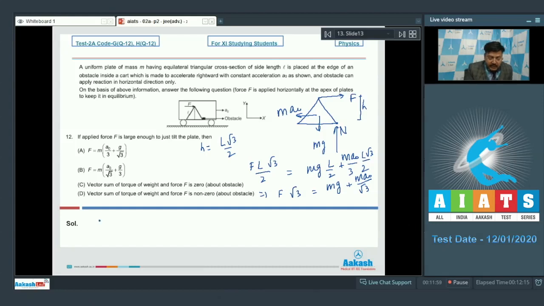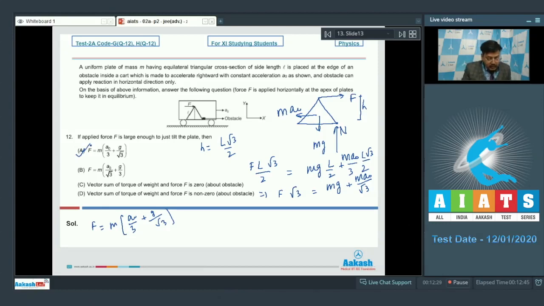And the value of F itself is coming out to be then m into a0 by 3 plus g by root 3. If we look at the options, well, it is matching with option A. So option A is correct. B will be incorrect.